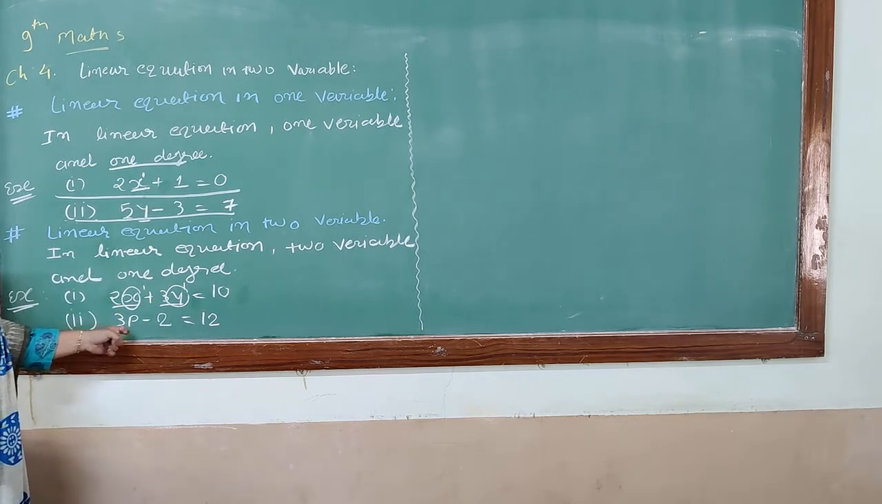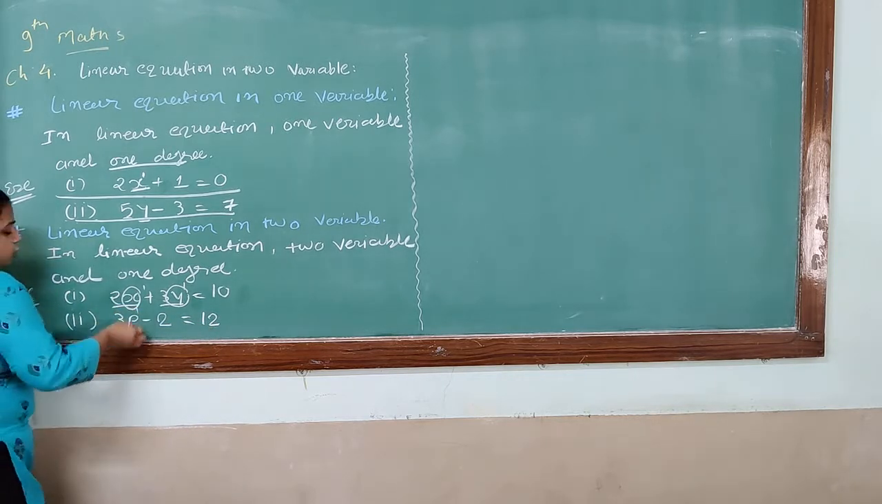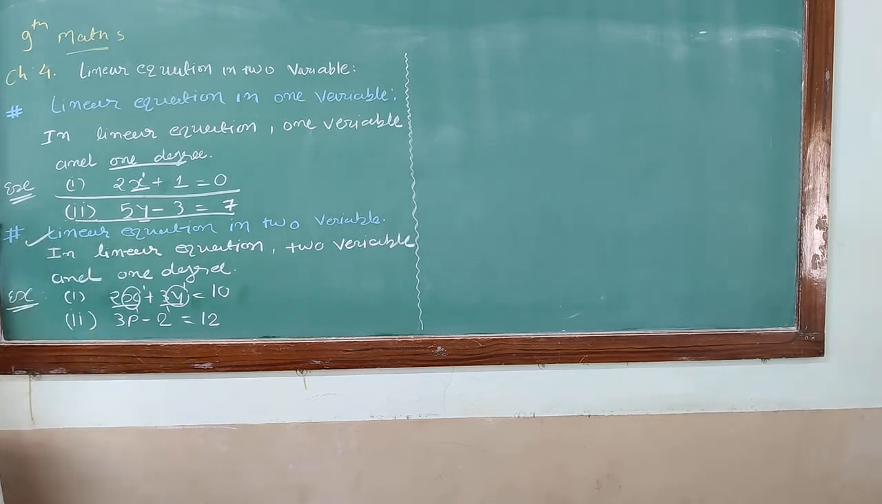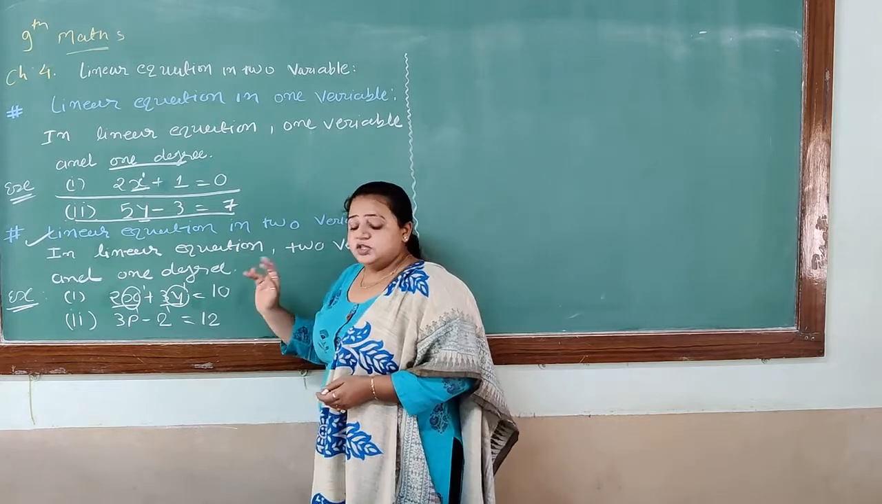Similarly, 3e minus q equals to 12. So e also has exponent 1, q also has 1. So two variables with the one degree, which is known as linear equation in two variables. Right? So these are the basic terms that we have to understand in this chapter.